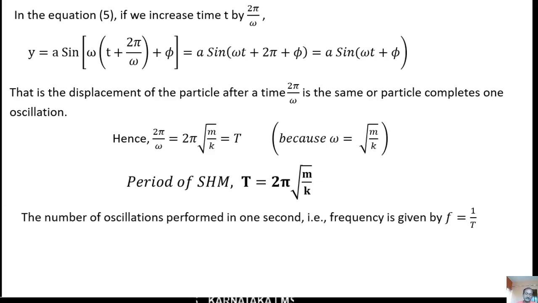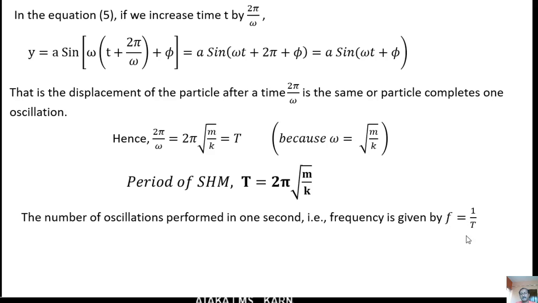The number of oscillations performed or completed in 1 second is called the frequency of simple harmonic motion, given by F equals 1 upon T. Here, the reciprocal of the time period of oscillation of the particle during SHM is known as frequency.